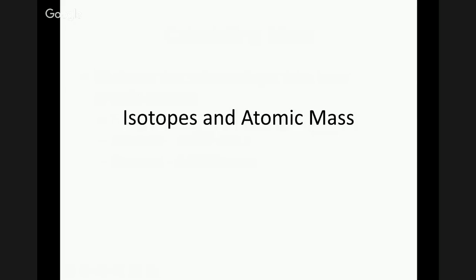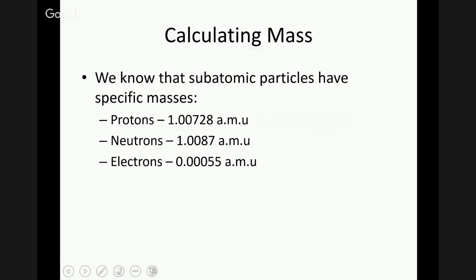So I quickly want to review what we talked about yesterday. We know that there are three subatomic particles. The atom is made up of protons, neutrons, and electrons. If you remember, the protons and the neutrons basically weigh the same. A proton weighs 1.00728, a neutron weighs 1.0087, and an electron weighs 0.00055 atomic mass units.